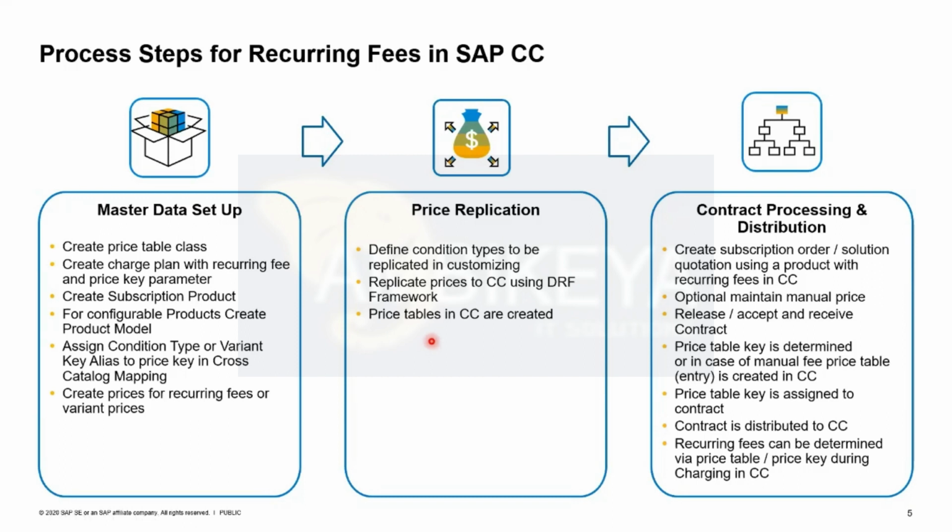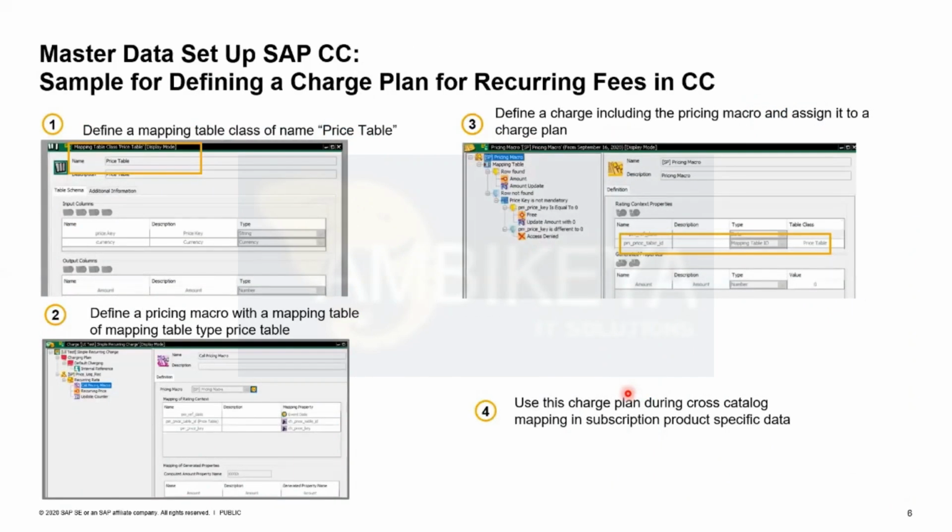So once the price table is in place and conditions are replicated, now you can start ordering these products using a subscription order or solution quotation. Manually, you can even change the price, release and accept the contract. Now the price table key is determined. This is determined based on a hash algorithm. Once the price key is determined and the price table is linked, the contract gets distributed to CC and the recurring fee can be determined. Okay, so those are the different steps.